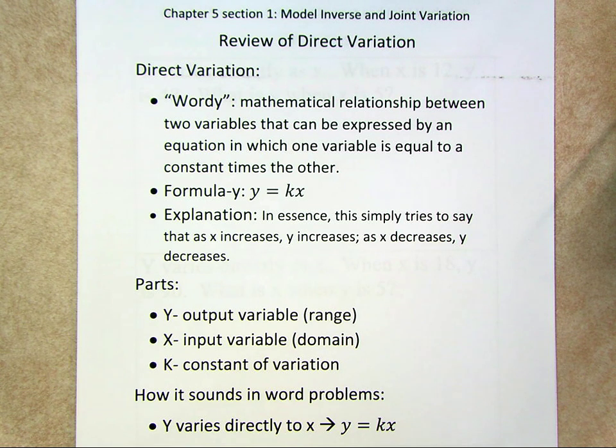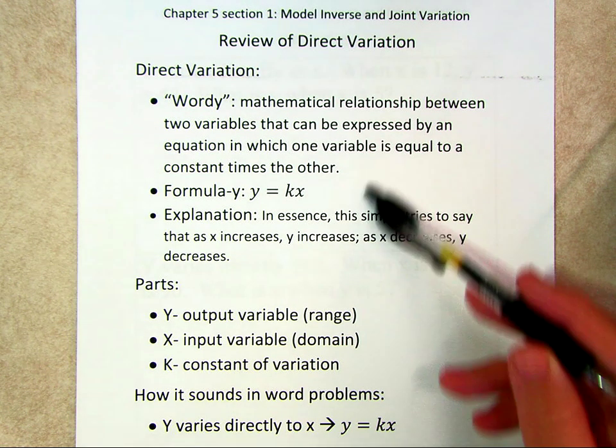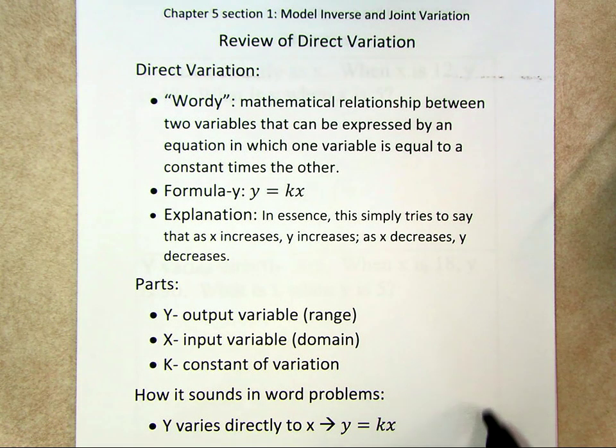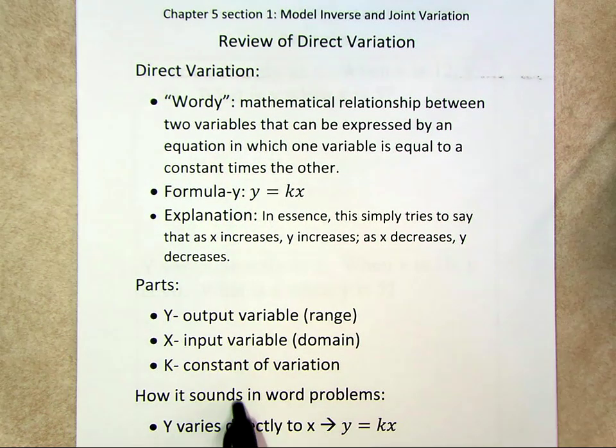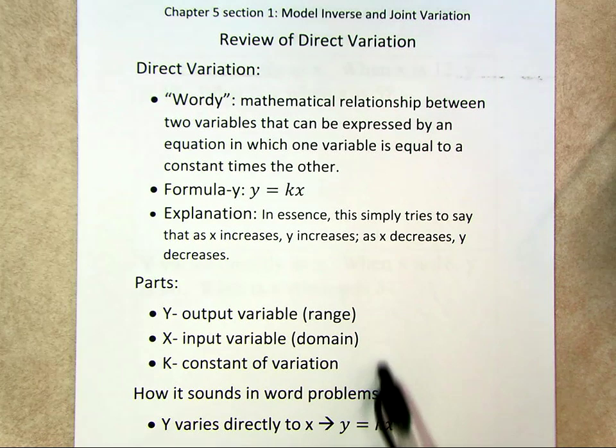Overall, how this really applies in the real world is, in essence, this simply tries to say that as x increases, y increases. As x decreases, y decreases. So, as one goes up, the other goes up. As one comes down, the other goes down. That's why it's called direct.